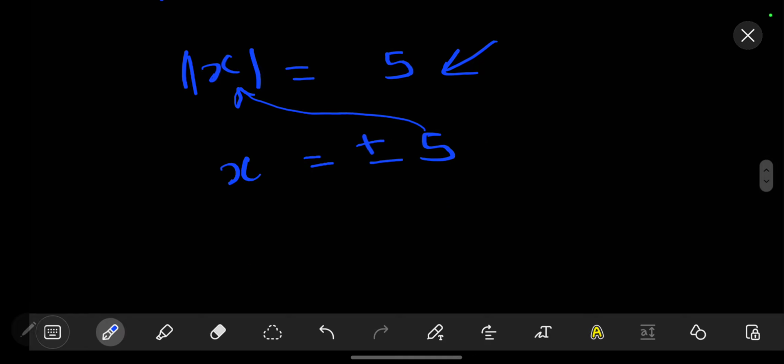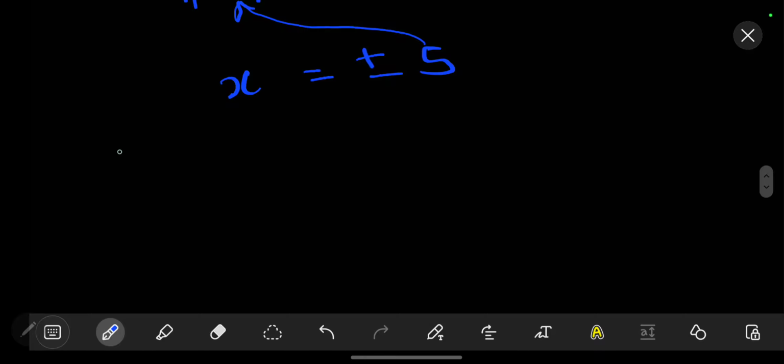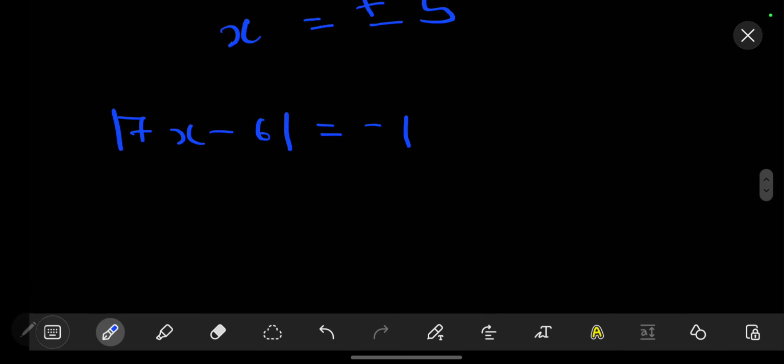So for such a situation, let's say for example you have 7x minus 6 should be equal to negative 1. So you can say no solution, because there is no way you can have the absolute value giving you a negative.